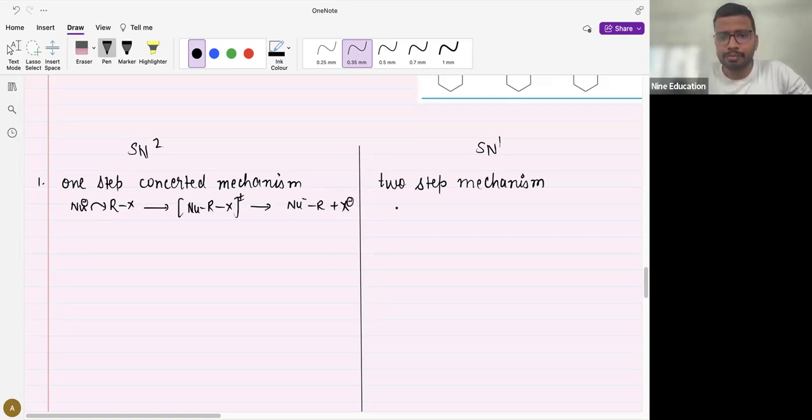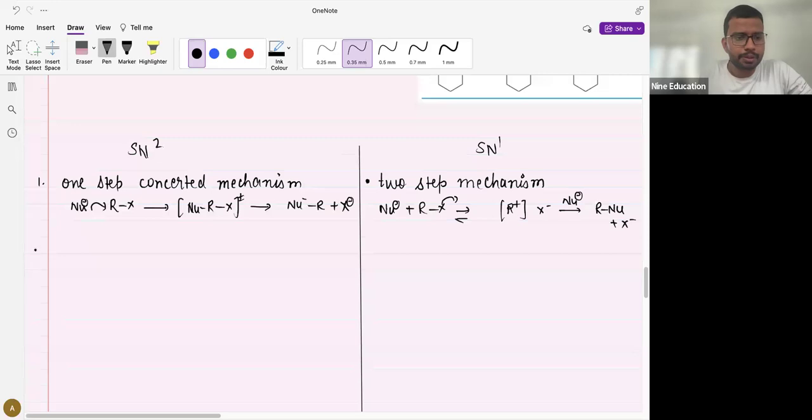But in the SN1 mechanism, before the nucleophile attacks, the X in RX leaves and makes a carbocation. Once the carbocation is made, it goes further for attack of the nucleophile to give R and nucleophile with X minus. In water, you have proton transfer as another step, so one more step is possible.